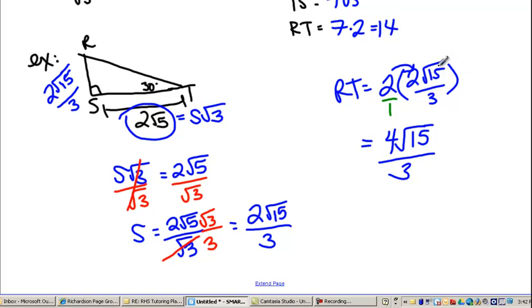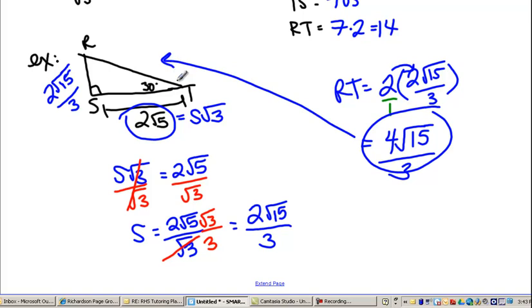You'll hear me say this a lot, but if you're confused on what to do, make the square root of 15 an x value. So if you had 2 times 2x over 3, you'd still get 4x over 3, which is what we have here. Okay? If that confused you more, then disregard. I'm sorry. It is not my goal. Okay? So that is RT right there. Okay?